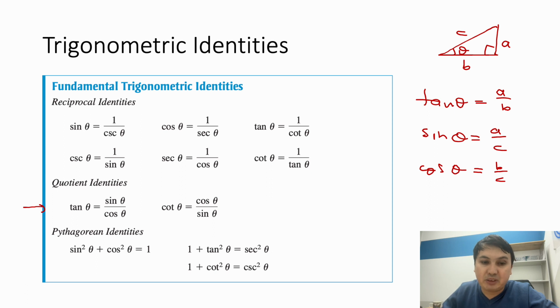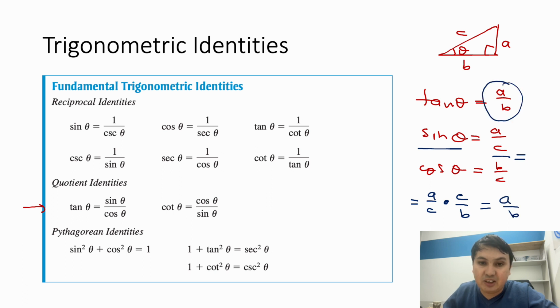Now, what happens if you divide sine theta by cosine theta here? You get A over C multiplied by C over B. So you see the C's cancel, you get A over B. That's exactly what we have here, right? So that's the tangent. And the cotangent is cosine over sine, because cotangent is the inverse of the tangent, right? Okay.